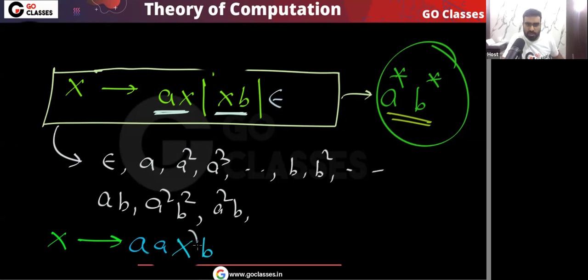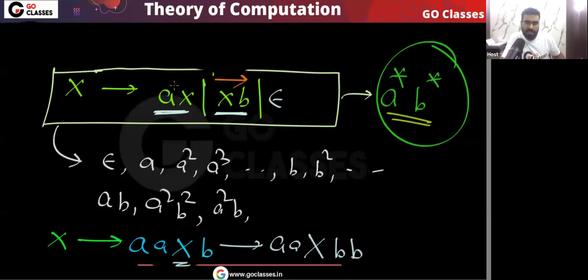Yes or no? Now notice, if I replace this x again with xb, then first x will come, then b will come. Now if I replace this x with xb, then again first x is coming, then b is coming. And if I replace this x with ax, then first a will come, then x will come.